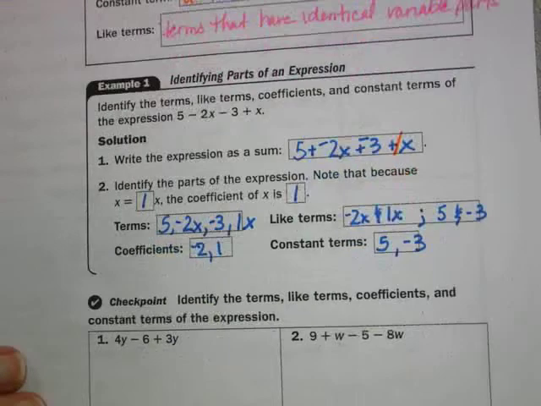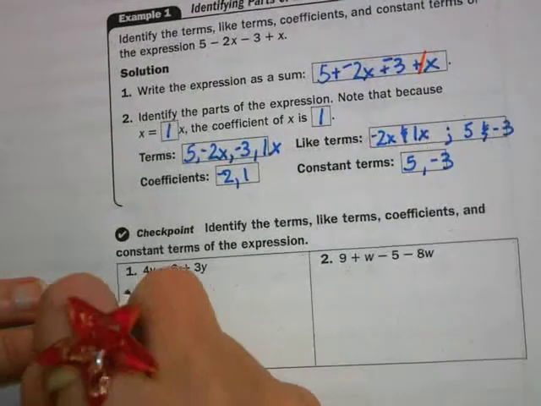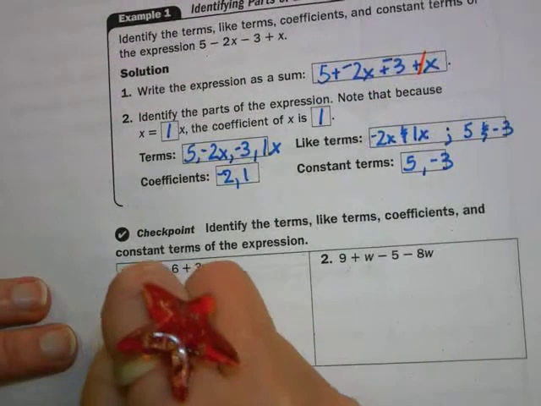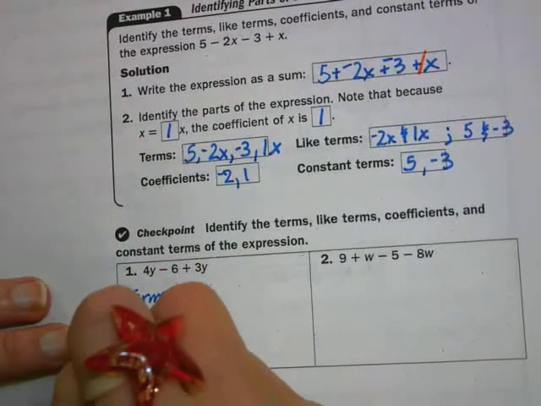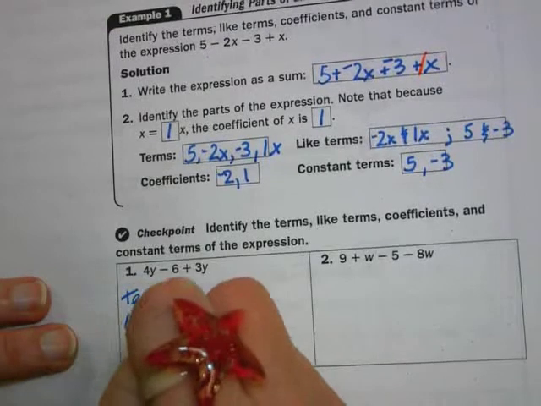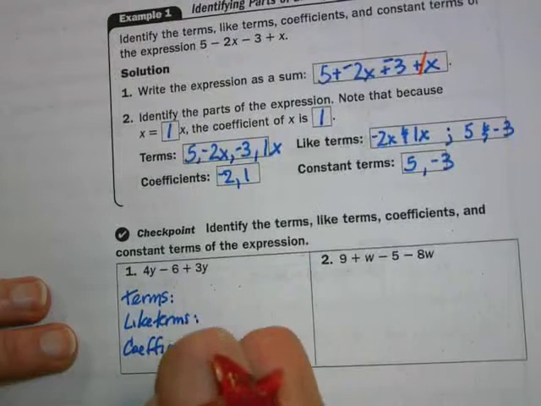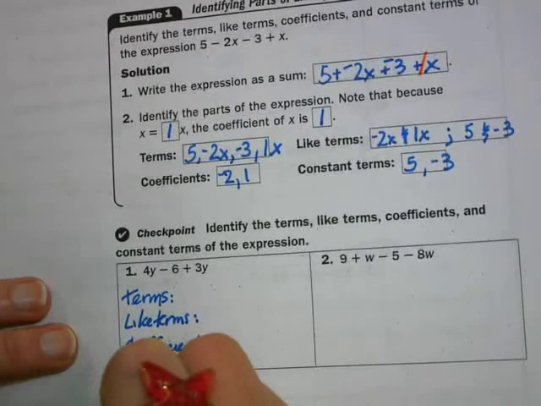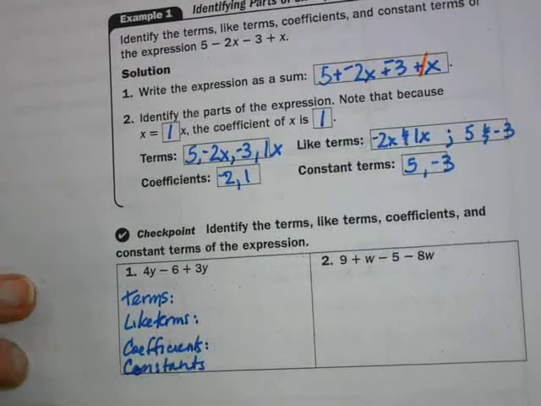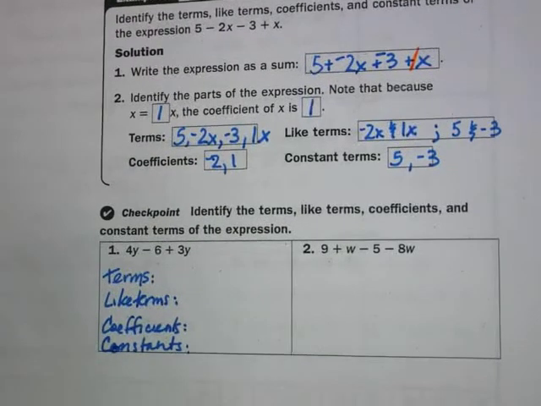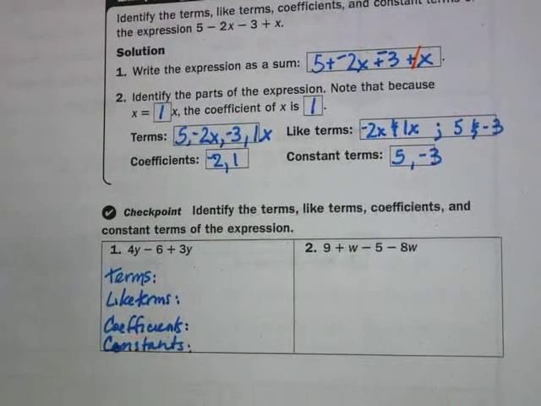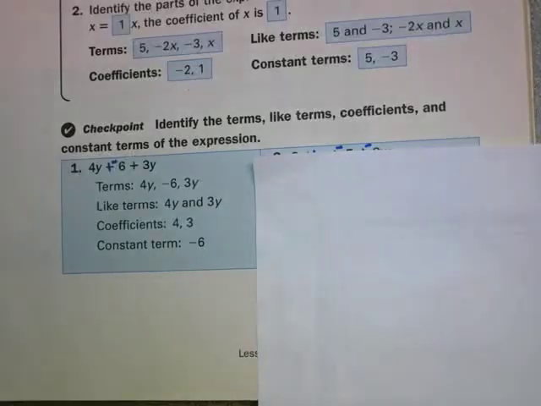Okay, so down here, what you're going to do is write out the 4 vocab: terms, like terms, coefficients, practice saying that word, coefficients, and constants. You're going to write them out using commas and the and signs like I did. You're going to list them out right now. You're going to do both 1 and 2. So go ahead and pause, practice 1 and 2, and then come back and see how you did. Okay, so the first one, our terms are 4y, negative 6, did you make it plus a negative, and 3y.